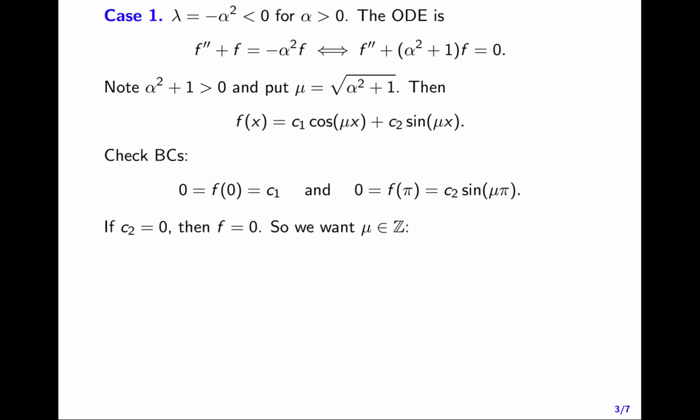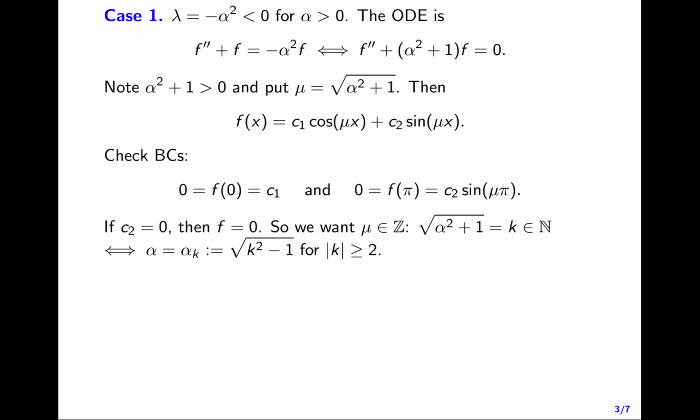Instead, we want this factor sine of mu pi to be equal to 0, so that means we want mu to be an integer. That is, we want the square root of alpha squared plus 1 to be equal to k for some integer k, but the square root of alpha squared plus 1 is always going to be positive, so we really want k to be a natural number, not just any integer. Let's rearrange this a little bit. We have square root of alpha squared plus 1 equals k, if and only if alpha is equal to what I'll call alpha k, which will be square root of k squared minus 1.